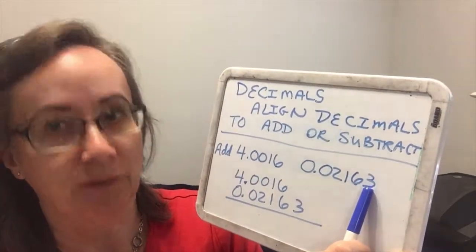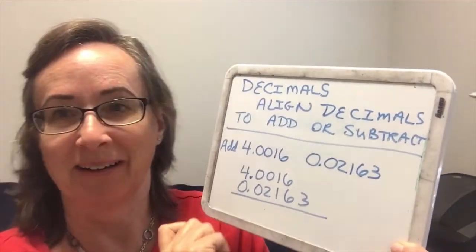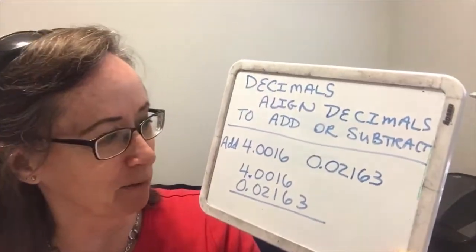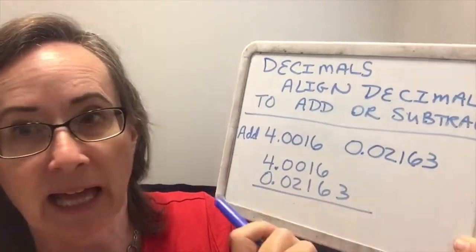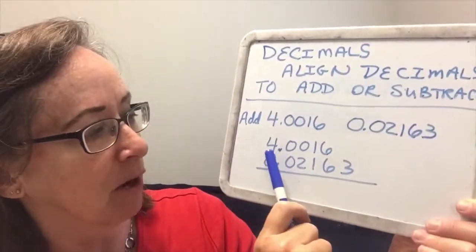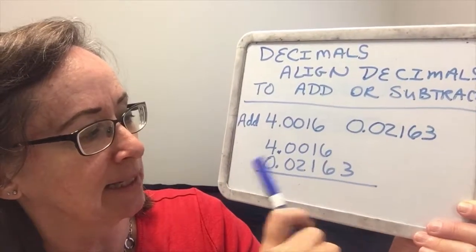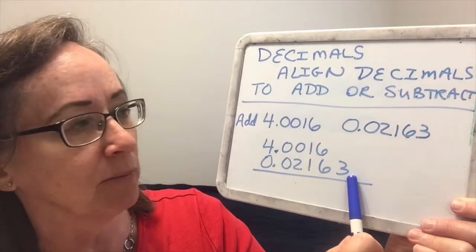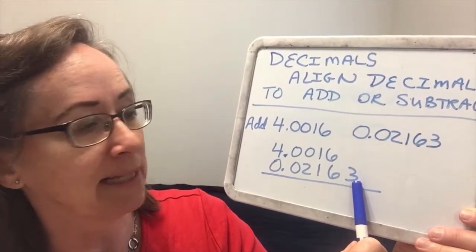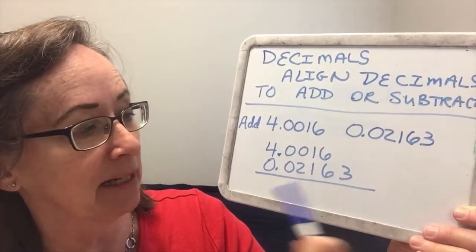2,163 hundred thousandths. So it's a little bit fun reading our decimals, right? But now we're supposed to add these together. So we have to make sure that we align the decimals. So 4.0016 and then 0.0263.